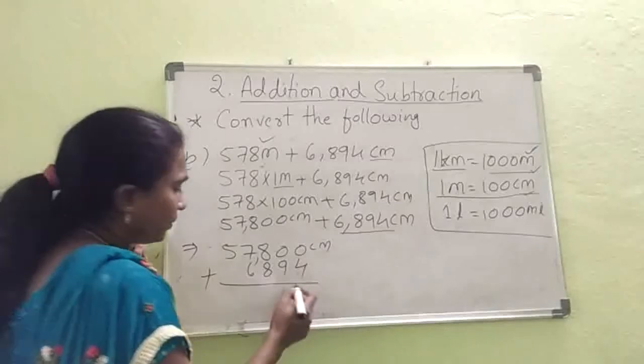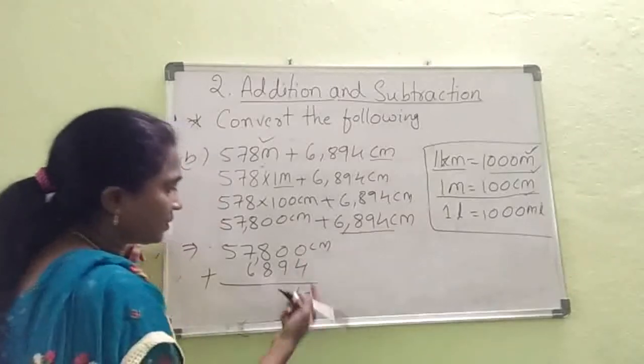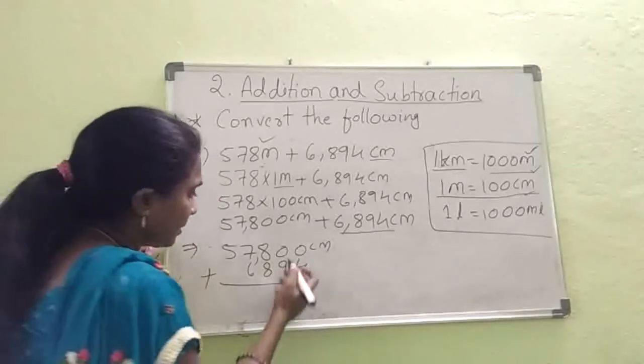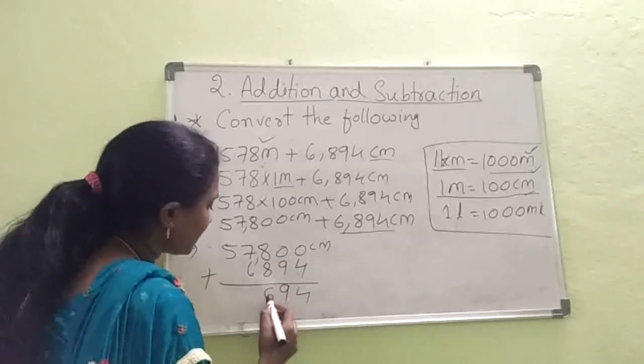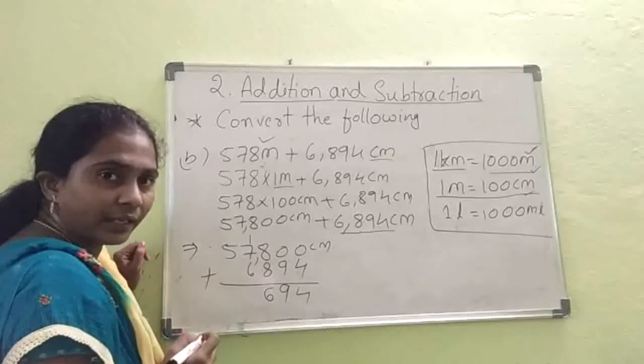0 plus 4, 4 only. Just now we discussed, right? If I add 0, the value will not change. 0 plus 9, the result is 9. 8 plus 8, 16. 6 here, 1 should be the carry forward.